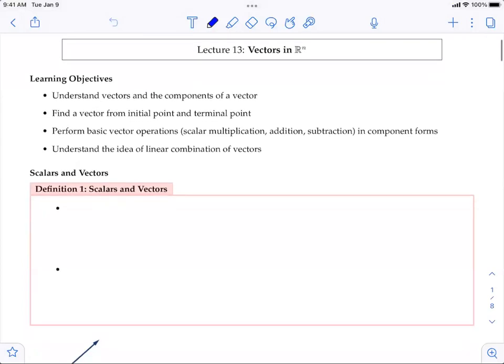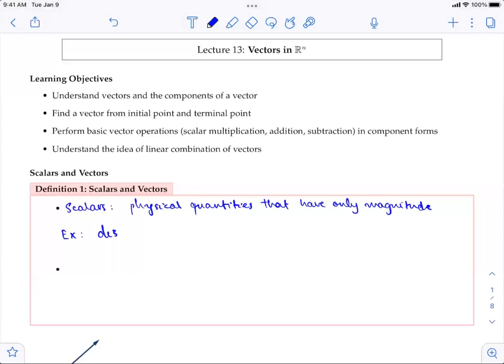So let me write down the definition of scalars. Scalars are physical quantities that have only magnitude. You can have many examples for scalars. Distance, when you talk about distance, that's a scalar. Or temperature, or mass or weight, things like that.